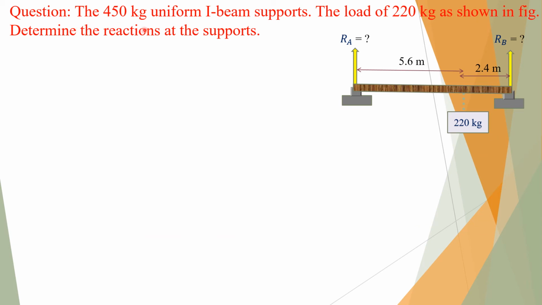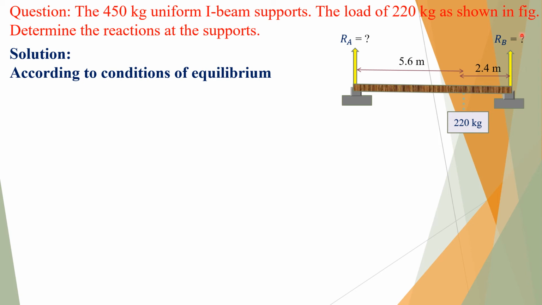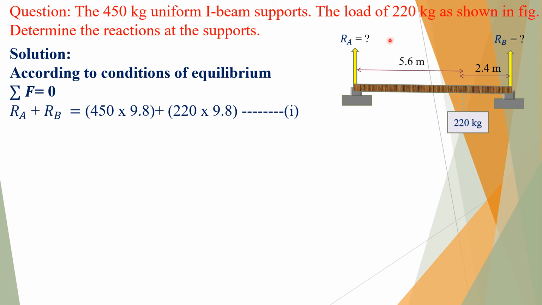Question. The 450 kg uniform iron beam supports the load of 220 kg as shown in figure. Determine the reactions at supports RA and RB. According to the first condition of equilibrium, summation of forces is equal to 0. Summation of forces along the y-axis: positive y-axis are RA and RB, and along negative y-axis are weight of the load and weight of the beam.